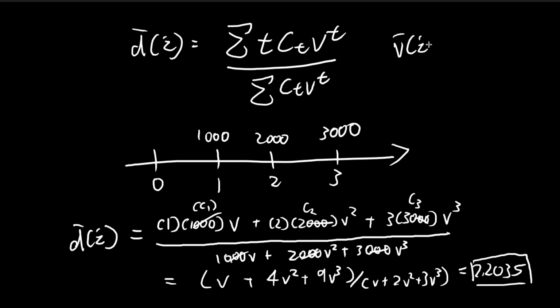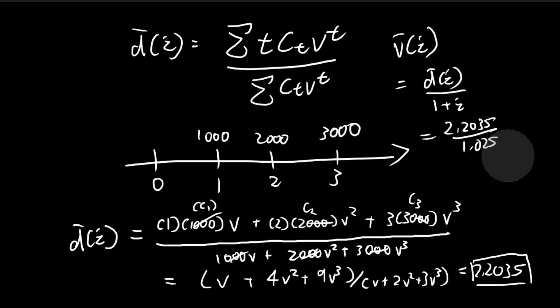And then for the volatility, as you know, it's just the duration divided by the interest rate. So all you have to do is just take our previous result and divide this by 1.25. So divide this by 1.25, and then you get 1.762628. So this is the volatility.